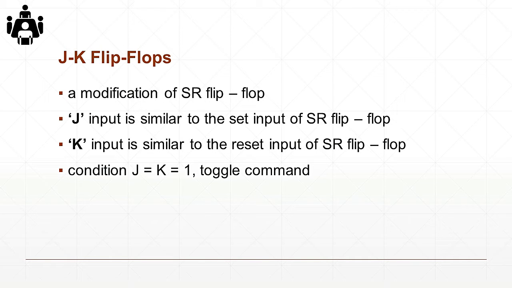JK flip-flop is named after Jack Kilby, an electrical engineer who invented the IC. The JK flip-flop is a modification of the SR flip-flop. In this, the J input is similar to the set input of the SR flip-flop. The K input is similar to the reset input of the SR flip-flop. The condition J = K = 1, which is not allowed in the SR flip-flop (S = R = 1), is interpreted as a toggle command.